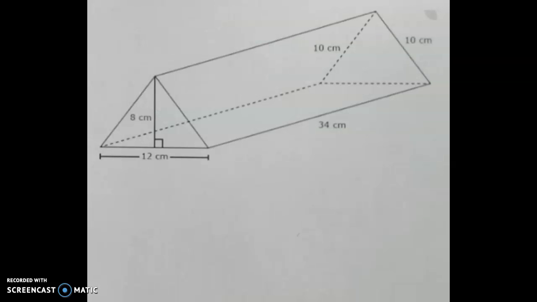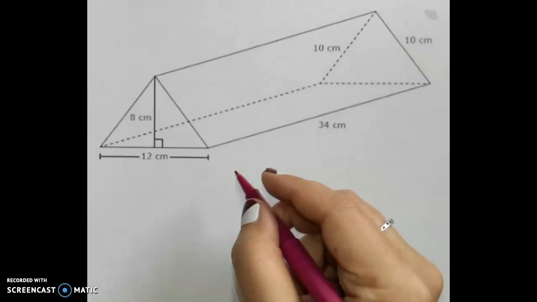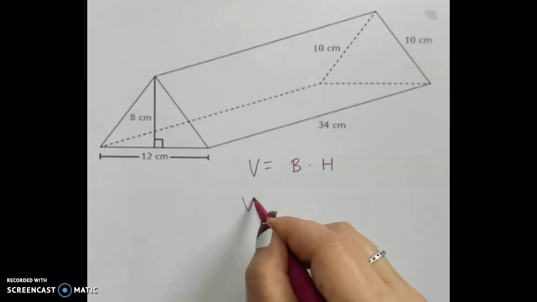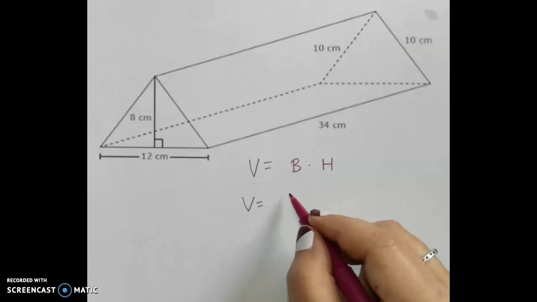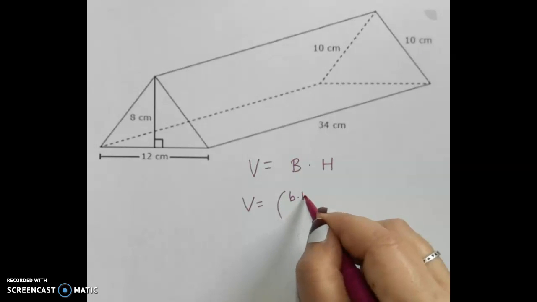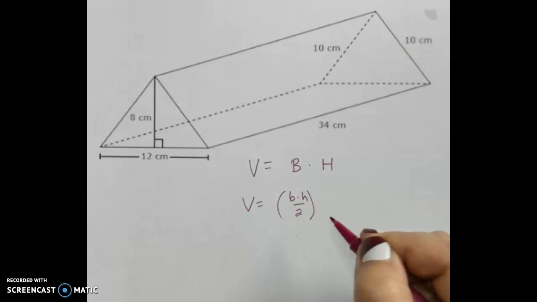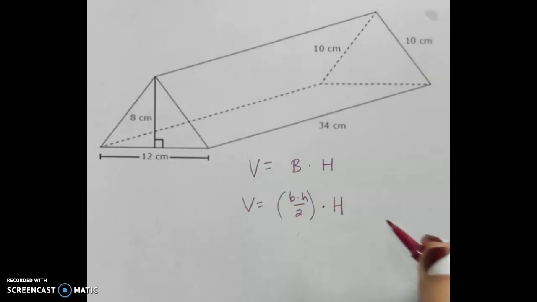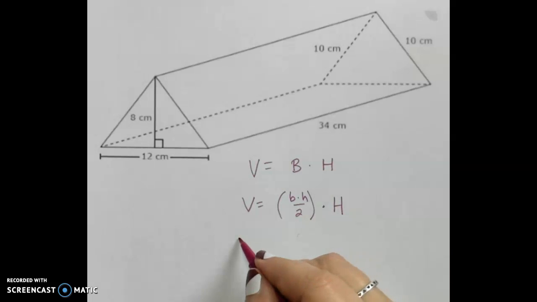All right, ladies and gentlemen, let's take a look at another example here. In this triangular prism, our figure looks just a little bit differently. Again, I'm going to start with our formula, and I'm going to break that formula down a little bit. Capital B represents the area of the triangular base, and the triangular base is found by doing base times height divided by 2, times capital H, which is that distance in between triangles.